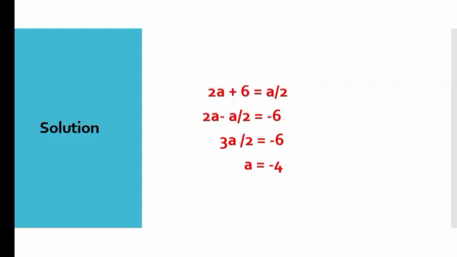Now listen. We transpose 6 to the other side. We get 2a minus a over 2 and 6 transposed. We get 3a by 2 is equal to minus 6. Solving this linear equation, finally we get the value a is equal to minus 4. So all of you listen, solving a linear equation is easy, and using the transpose method we get the answer quicker.